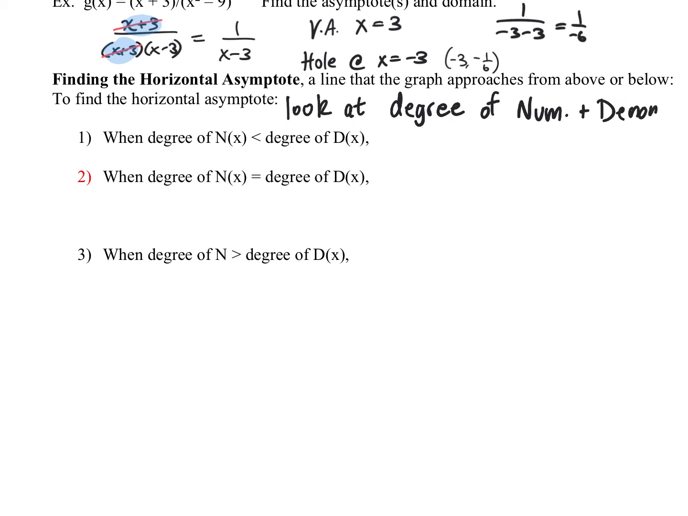Really, what we're looking at is how do these degrees compare? Well, there's three situations. First, when the degree of the numerator is less than the degree of the denominator, we'll have a horizontal asymptote at y equals 0. If the degrees are equal, the ratio of the lead coefficients is the horizontal asymptote. So it will be the lead coefficient of the numerator divided by the lead coefficient of the denominator.